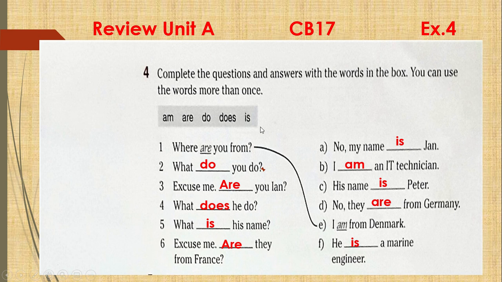The next step is to match the question with the answer. Like here, where are you from? I am from Denmark. What do you do? Yes, B. I am an IT technician. 3. Excuse me, are you Ayan? A. No, my name is Jan. 4. What does he do? Excellent. F. He is a marine engineer. 5. What is his name? Very good. C, his name is Peter. Excuse me, are they from France? And the answer is D, no, they are from Germany.